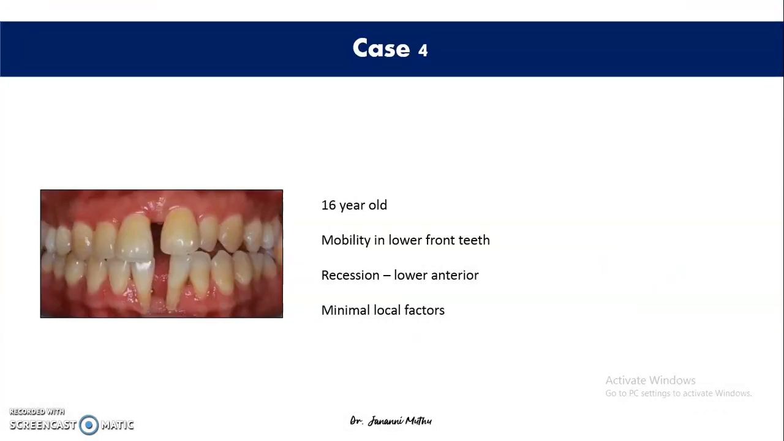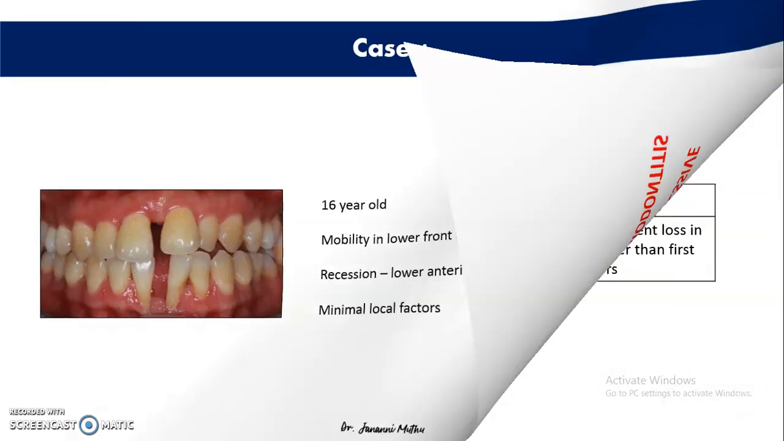Moving on to case 4. A 16-year-old systemically healthy patient reports with mobility in lower front teeth. The first step is to differentiate between gingivitis and periodontitis. Clinical examination reveals recession in lower teeth, so this is a clear case of periodontitis. Next step is to determine whether it is chronic or aggressive. Considering the young age, no systemic involvement and presence of very minimal local factors, this case is diagnosed as aggressive periodontitis. The final step is to determine whether it is localized or generalized.